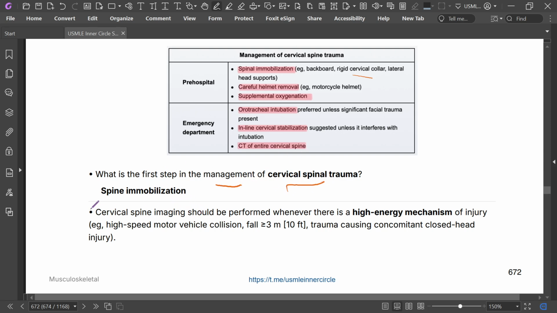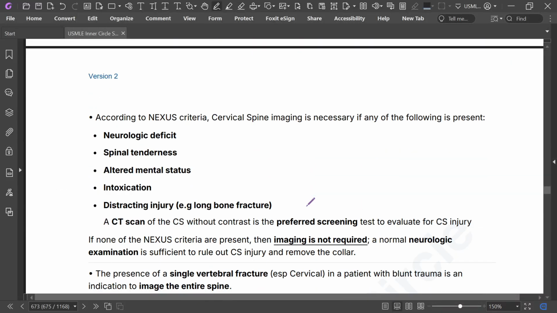Cervical immobilization. Cervical spine imaging should be performed whenever there is a high energy mechanism, high speed motor vehicle collision, fall more than 3 meters, or trauma causing concomitant closed head injury. According to NEXUS criteria, cervical spine imaging is necessary if any of the following is present: neurologic deficit, spinal tenderness, altered mental status, intoxication, and distracting injury, long bone fracture.